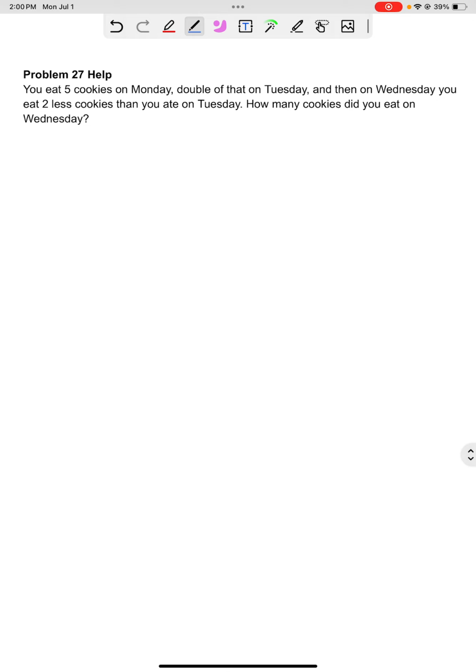So in this case, you can think of it kind of like a sequence of numbers, right? There's a number of cookies for Monday, a number of cookies for Tuesday, and another number for Wednesday. And what we can notice is that the number of cookies on Wednesday is based upon the number of cookies you ate on Tuesday, right? Because on Wednesday, you ate 2 less cookies than you ate on Tuesday. So whatever Wednesday is, which is actually what we want to know, it's however many we ate on Tuesday, and then we're going to take away 2 cookies from that. So we need to figure out how many cookies we ate on Tuesday.